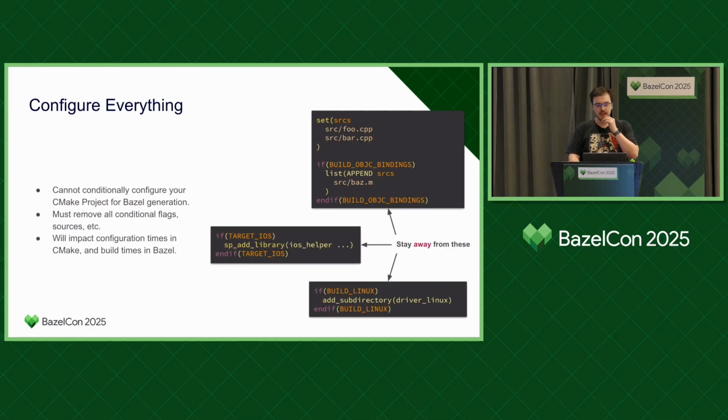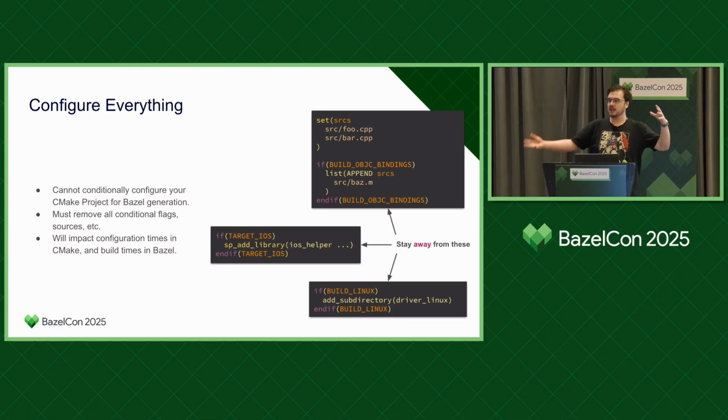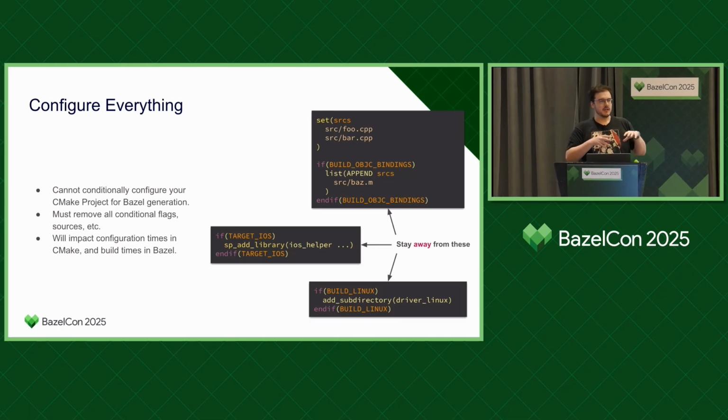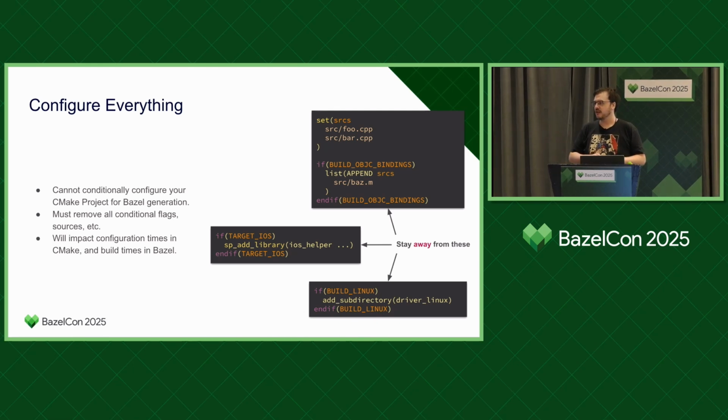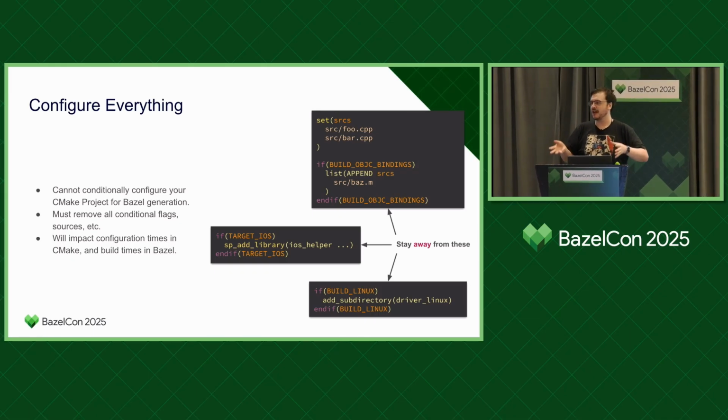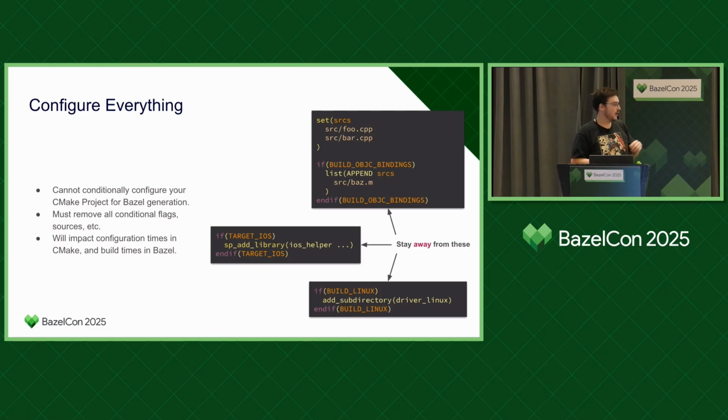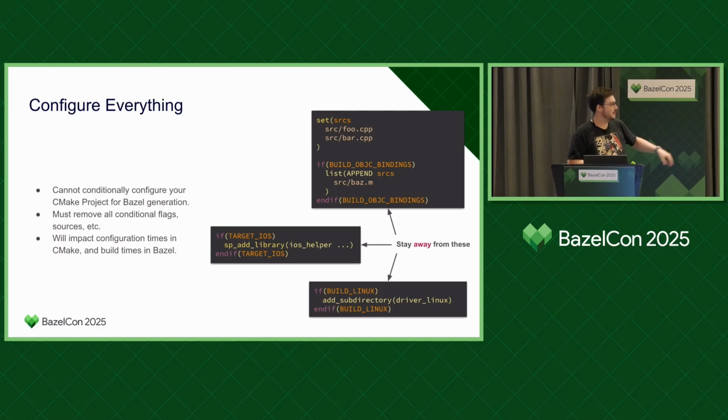And one big takeaway is that you have to configure everything in the CMake graph. Oftentimes we optimize the configuration step when we have large CMake projects by perhaps saying, I'm on Linux, I don't really want an iOS helper, so I'm not going to add that target, I'm not going to visit a Linux directory because I'm on Windows. And when we're using CMake as this source of truth and trying to extract out the whole graph, we can't have partial graphs anymore. So we had to stay away from those sorts of mechanisms.